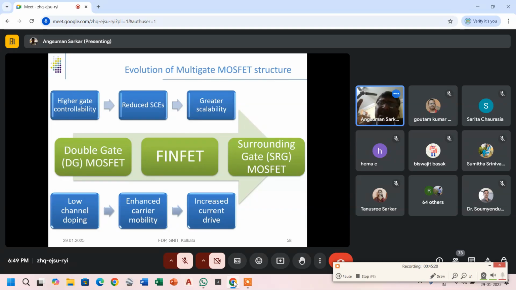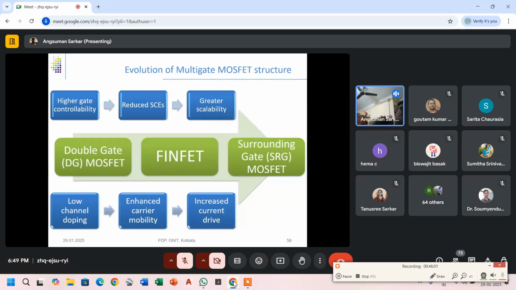So what is the way? We can increase the gate controllability. So better gate controllability is required. And to bring better gate controllability, instead of using a single gate, a multiple gate structure can be used. As we introduce higher gate controllability by using multi-gate transistors, obviously the short channel effects, or SCEs, will be reduced. And once the short channel effect is reduced, we can scale it, or downsize it, in a better manner. So greater scalability will be achieved.